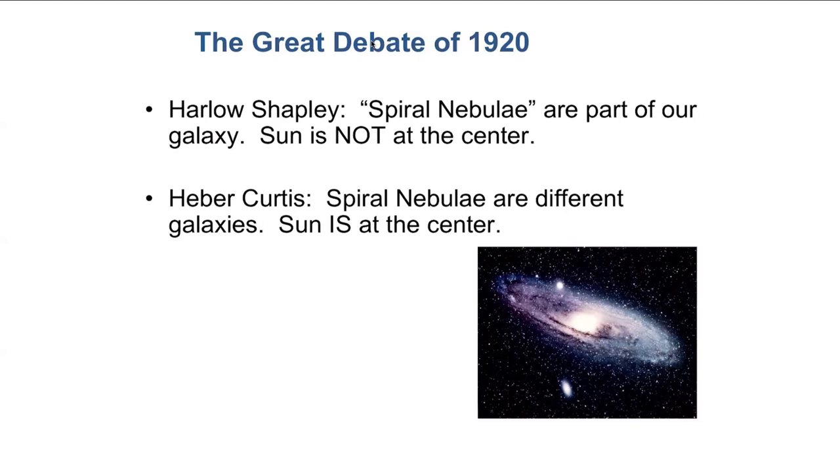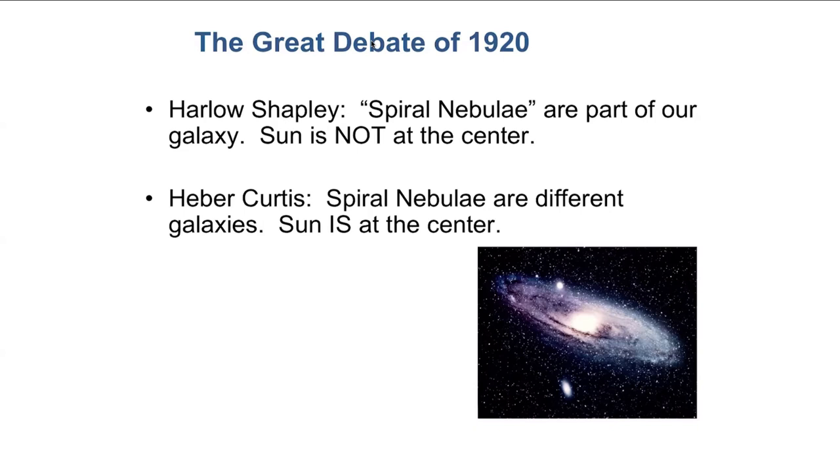And in fact, Harlow Shapley ended up being wrong about the spiral nebulae, but right about where the sun is in the Milky Way. And Curtis was wrong about where the sun is in the galaxy, but right about what the spiral nebulae were. So it was kind of a draw, even in retrospect. They were right about different things.